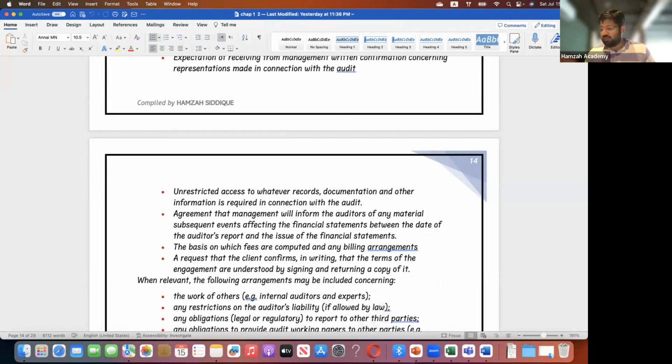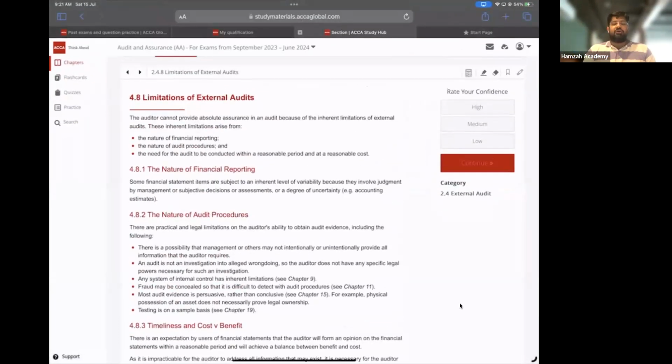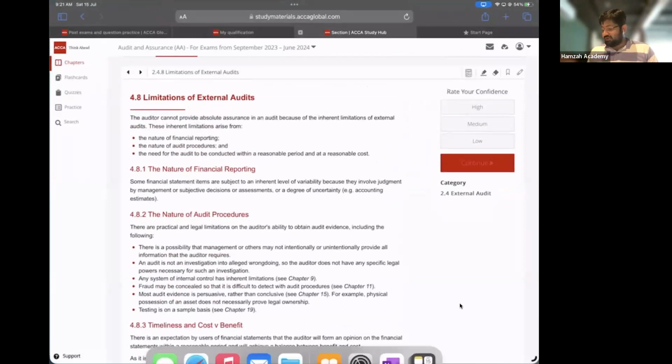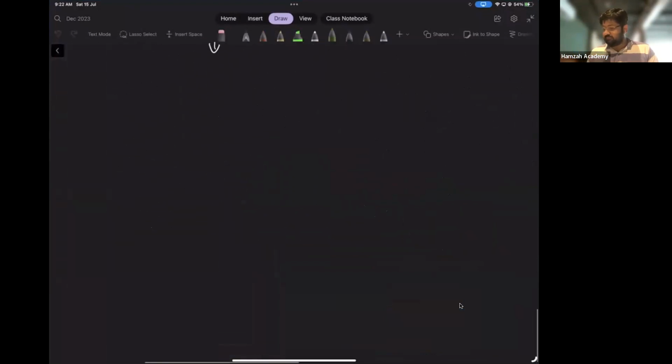So I am talking about limitations of internal control, external audit. What I will be doing, I'll be writing it here: limitations of audit. You will note that down.